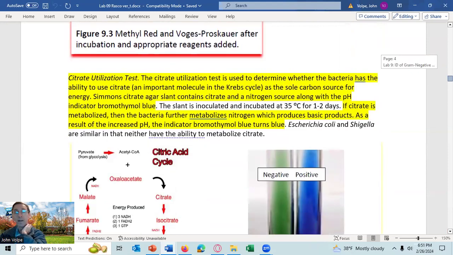All right, let's move on to the fourth test of the IMViC test, and that's the citrate utilization test. This test is looking to see if the bacteria can metabolize citrate, the sugar, and if it can metabolize citrate, it will grow on the tube and change the color of the tube from greenish to bluish.